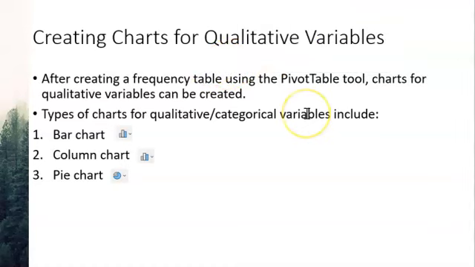In this video, we're going to discuss creating charts for qualitative variables. In order to create any kind of chart for a qualitative variable, you must create a frequency table first using the pivot table tool in Excel. Once you've created the frequency table, the types of charts that we're going to learn about for qualitative variables in this class include the bar chart, the column chart, and the pie chart.